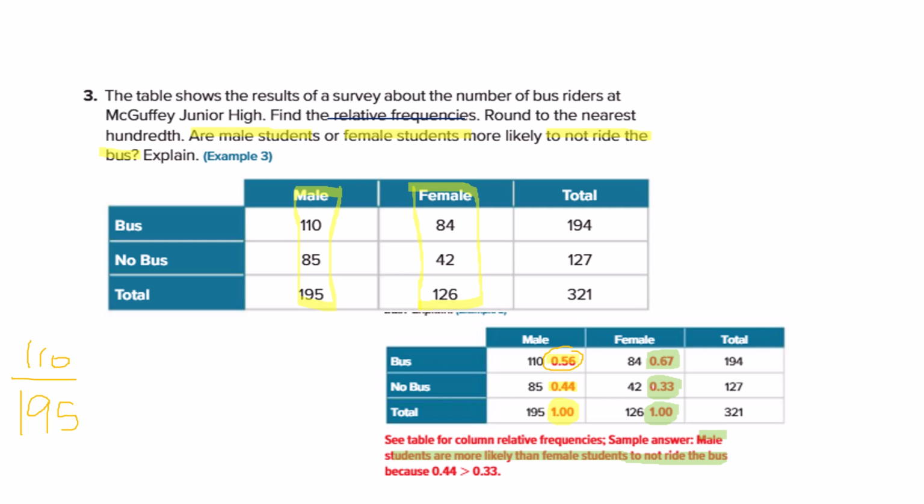We go here to no bus. Here we've got 0.44. The relative frequency here is 0.44. And for the females, it's 0.33. So this tells us that the male students are more likely not to take the bus than the female students.